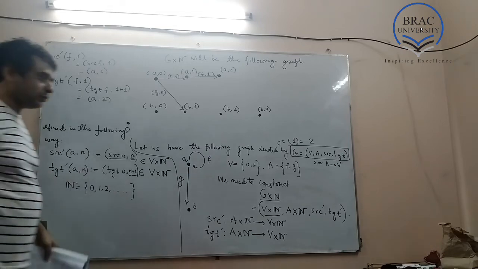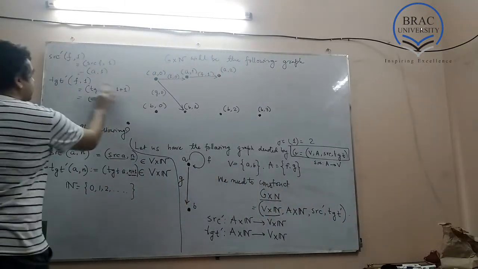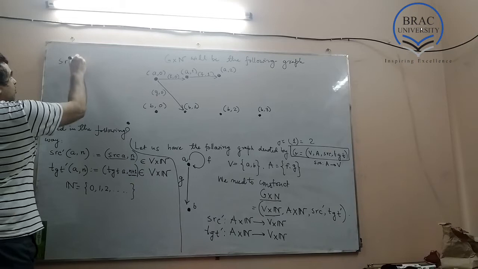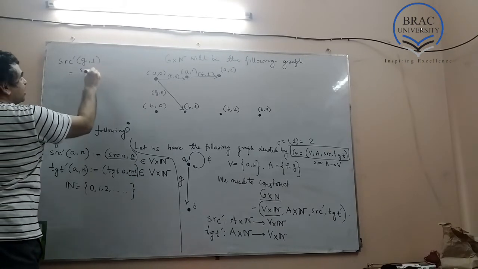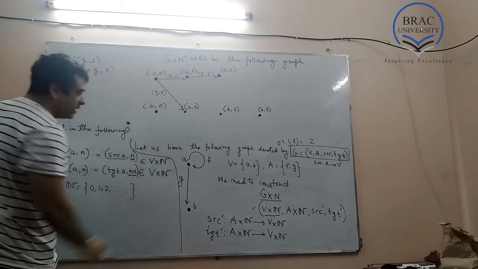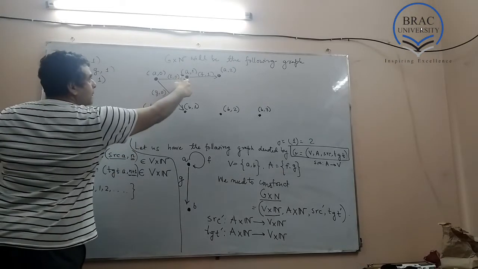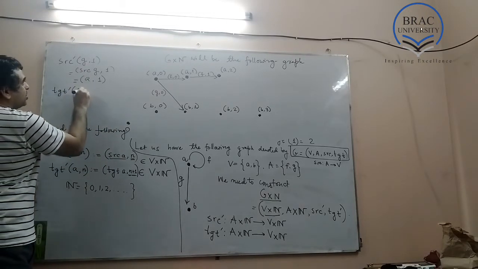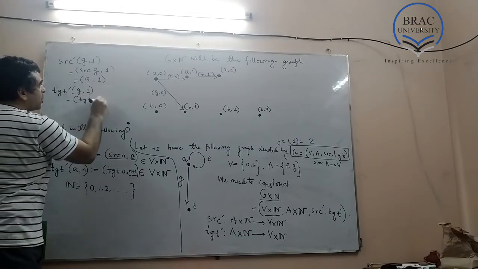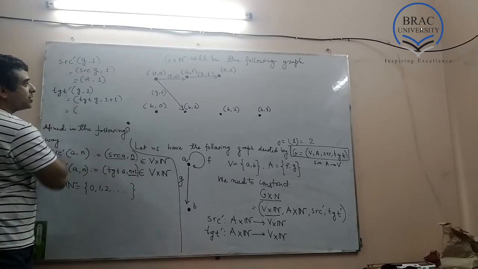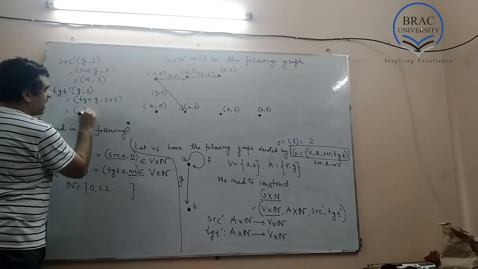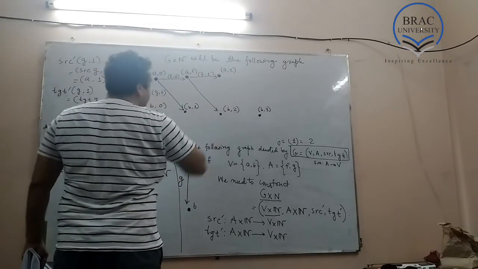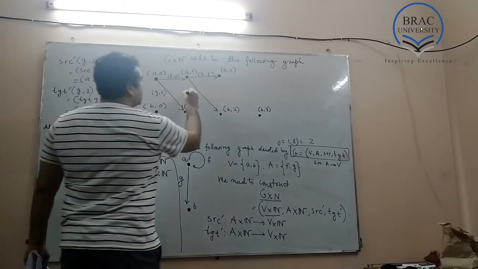Alright. Now let's find the source and target of G comma 1. The source of G comma 1 is SRC G comma 1, and the source of G is A, so A comma 1 is going to be the source vertex of G comma 1. And the target of G comma 1 is TGT G comma 1 plus 1 according to this definition, which gives the target of G to be B comma 2. So A comma 1 and B comma 2, meaning that this is going to be G comma 1.